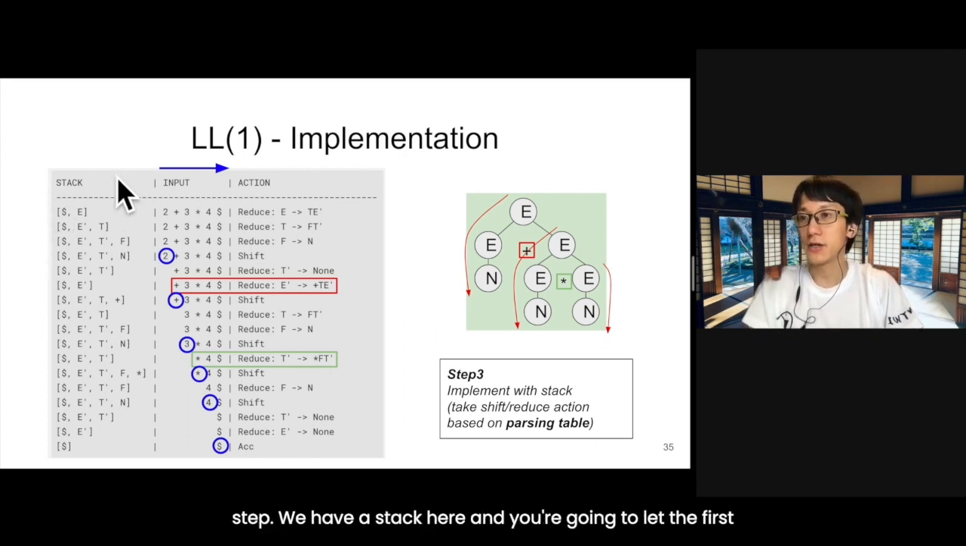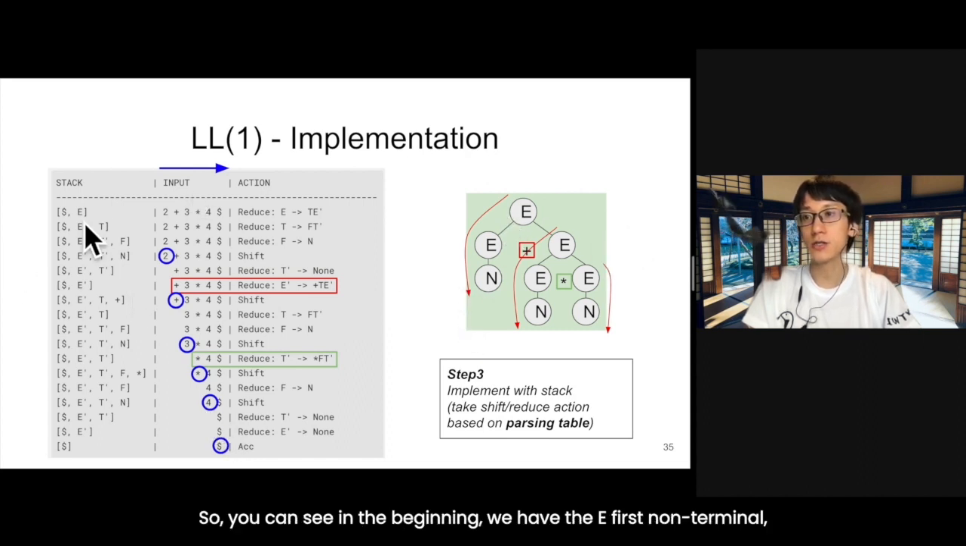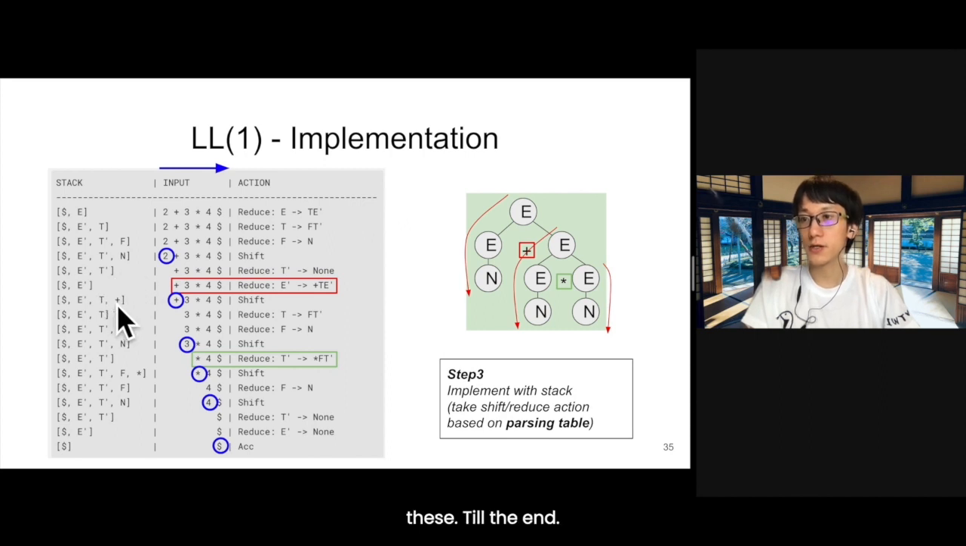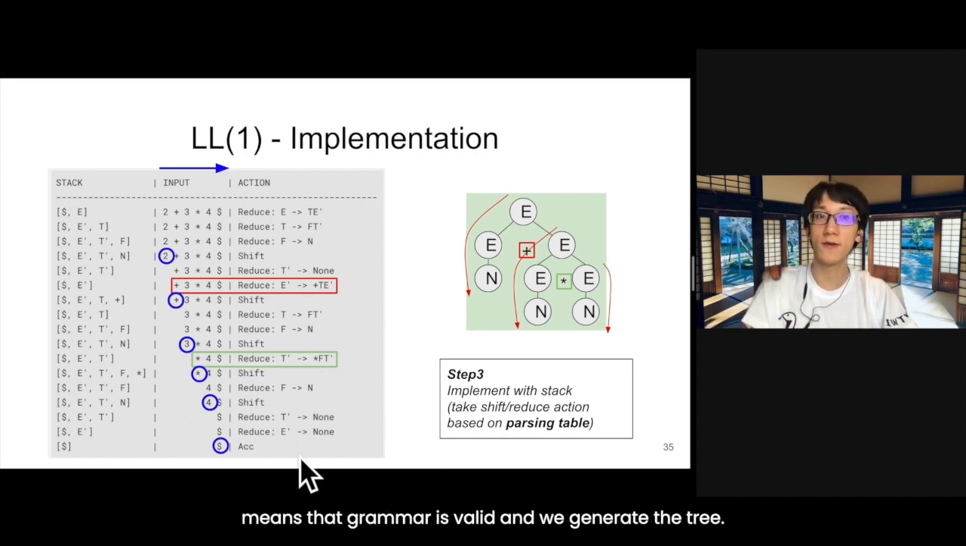We have a stack here, and yet again, the first arrow is left to right, and the second arrow is from left derivation to right derivation, and from top to down. So as you can see, in the beginning we have E as the first non-terminal. Later, we start to reduce. We keep reducing till the end. We reach the terminal, and we can shift. And we will keep running this till the end. There is no more symbol in the stack, and we call it accept. That means the grammar is valid, and we generate the tree.